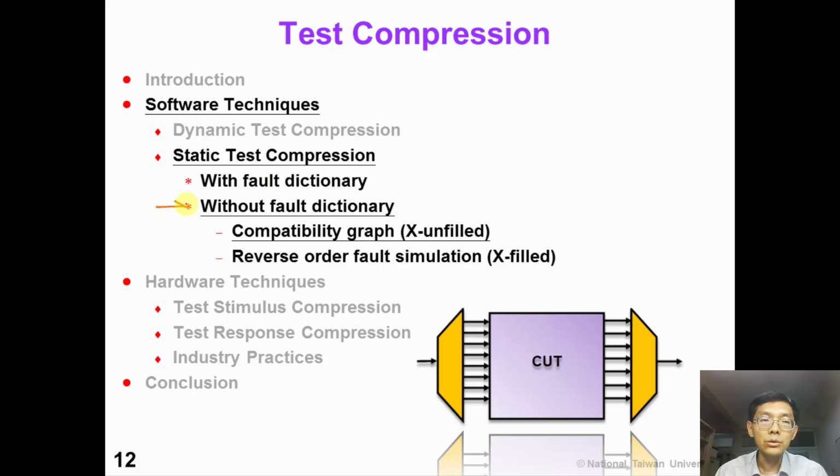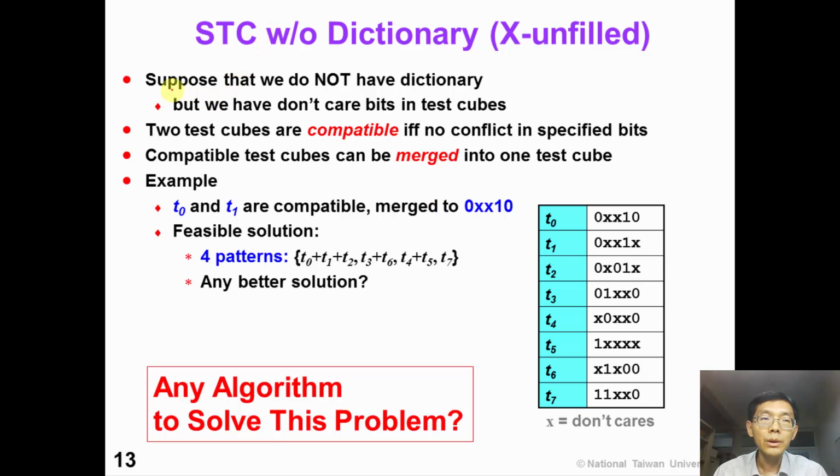So now let's introduce more STC techniques without fault dictionary. Let's first look at the case where the don't care bits are unfilled. Suppose that we don't have a dictionary, but we do have don't care bits in our test cubes. Like this. T0 is the test cube 0xx10. Please note that the x in this table means don't cares.